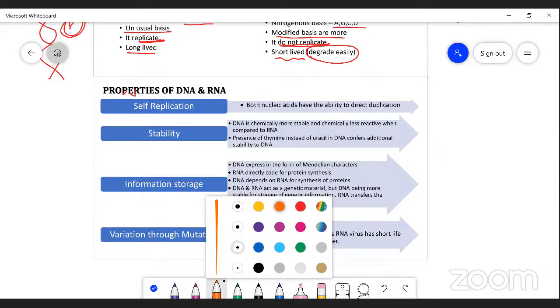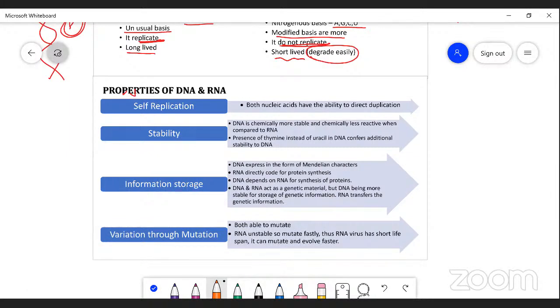Next, the properties of DNA and RNA. First, self-replication. Second, stability. Third, information storage. And the fourth, variation through mutation. See, I have given points here. You make points and read them because it is one of the important theoretical questions: write about the properties of DNA and RNA.